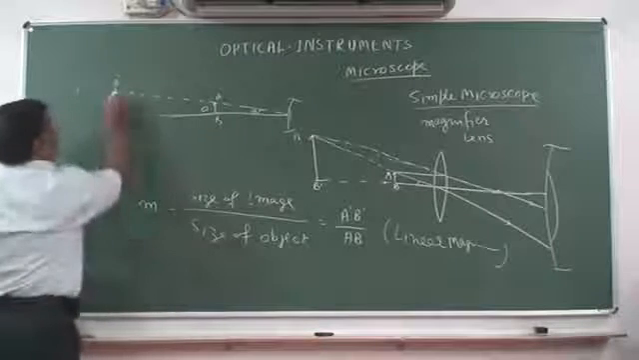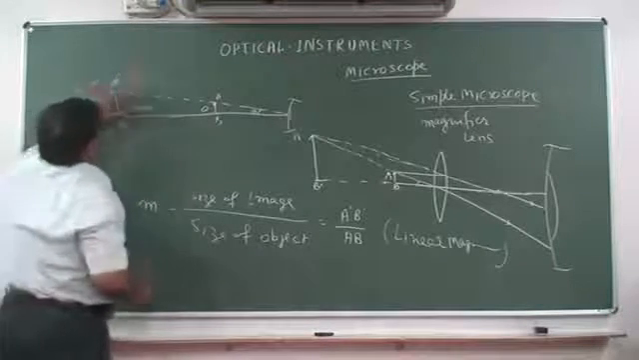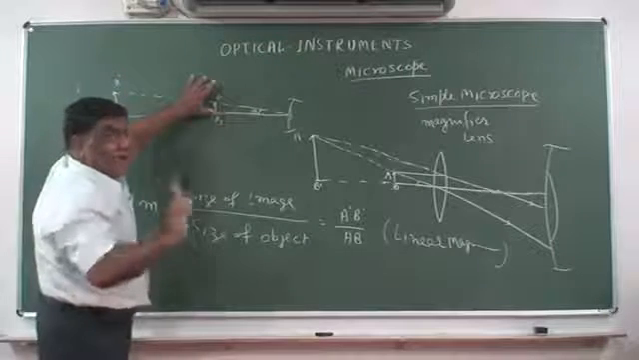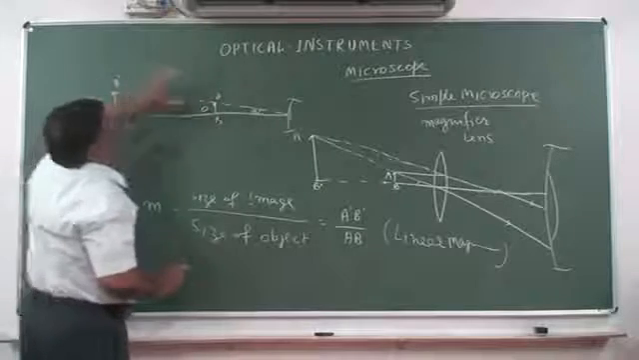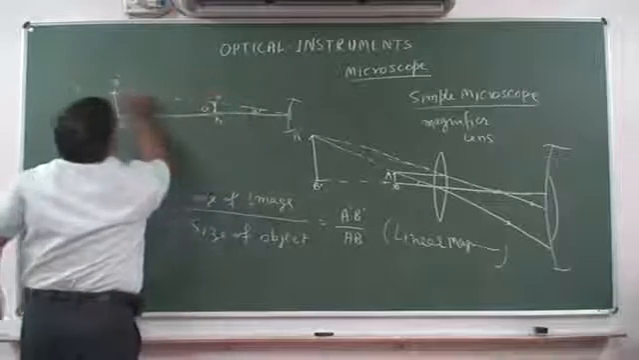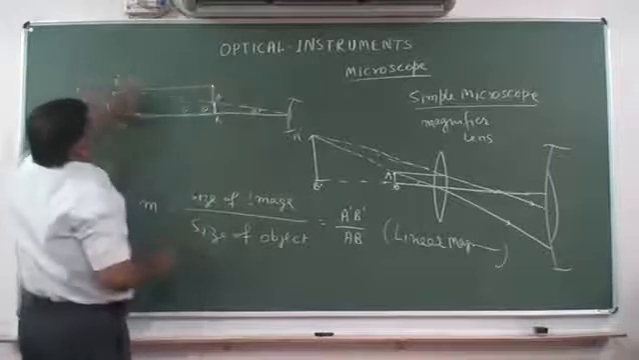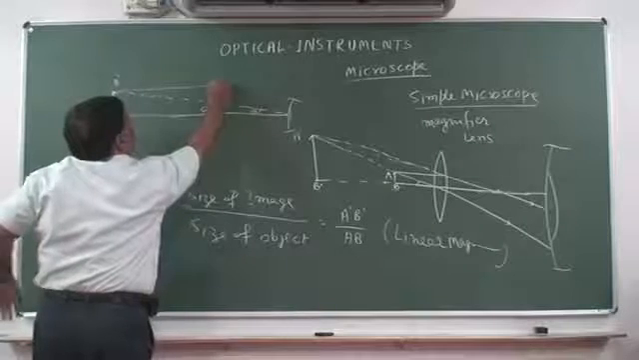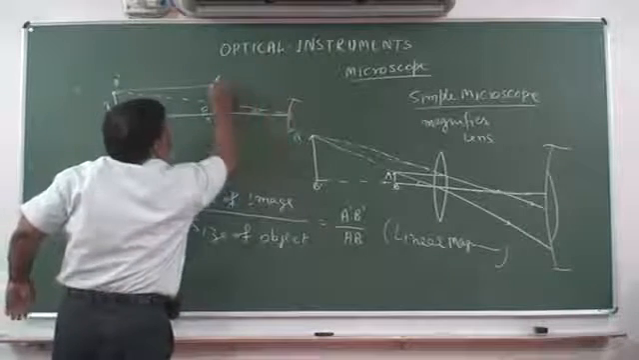So what do we do? Either A'B', we should transfer it here in the diagram, in the diagram, not actual. So this we bring it here, like this. Now this is the size of A'B'. Now this A' we connect with this.